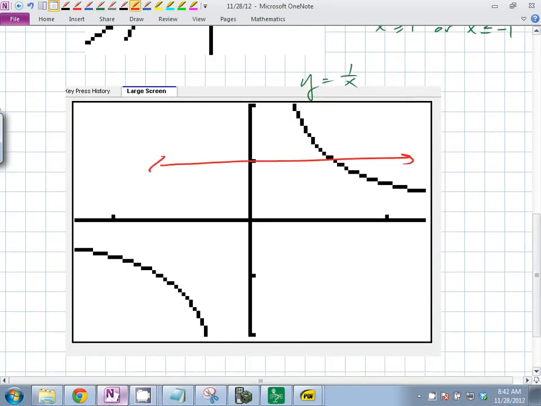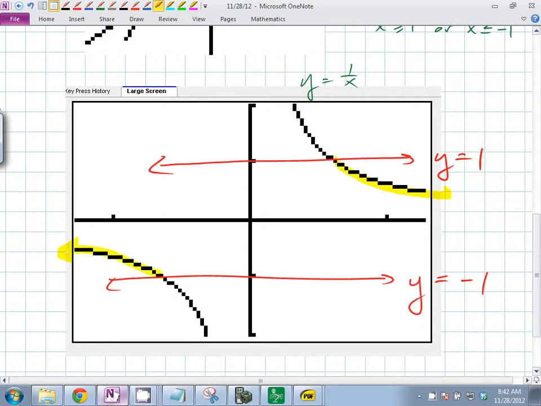What's that line right there? Y equals 1. What's this line right here? Y equals -1. So the question is, where is it less than it? Right here and right there. So you need to find the corresponding x values, these x values and these x values.